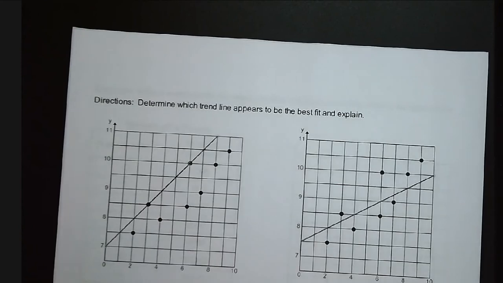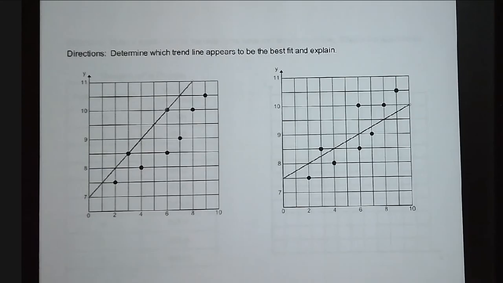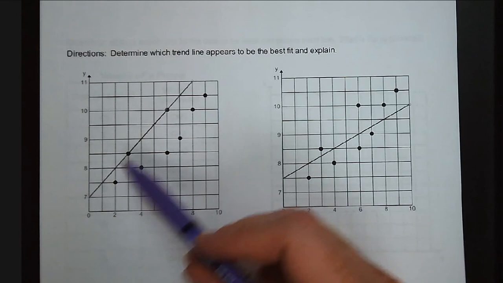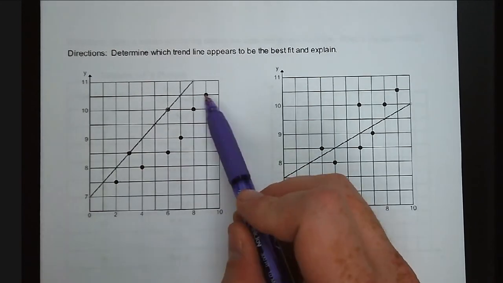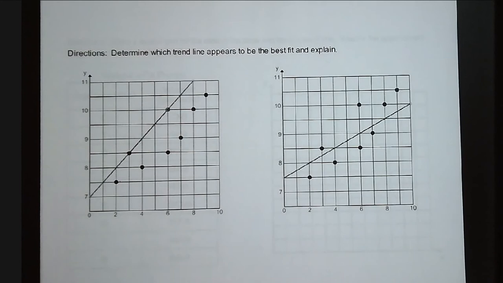All right, title for the next section ended up on this page, Assessing the Fit of Trend Lines. So our question is to determine which trend line appears to be the best fit, the one on the left or the one on the right. Well, when I look at the one on the left, I have 2 points that are going right through it, but I have 1, 2, 3, 4, 5, 6 points below it. So that line doesn't really represent the center of this data set.